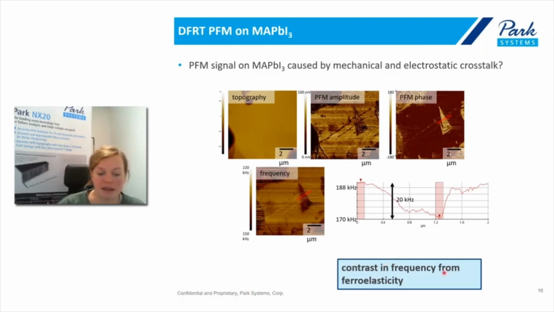So at least part of the contrast that we observe in the PFM comes from a change of the contact resonance that is very likely introduced by ferroelasticity, so a mechanical behavior of the material. This does not completely exclude ferroelectricity, but we have to keep in mind that there is a mechanical influence on our PFM signal when we measure on these materials.